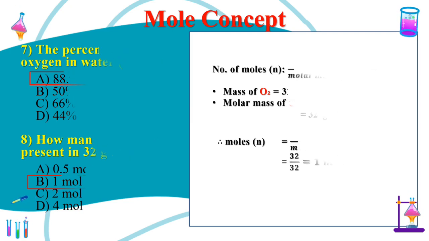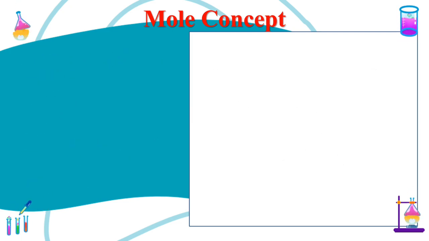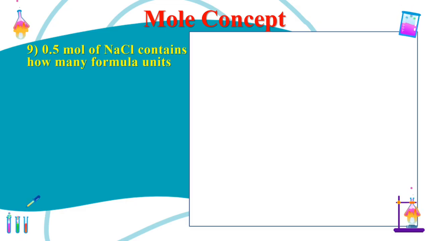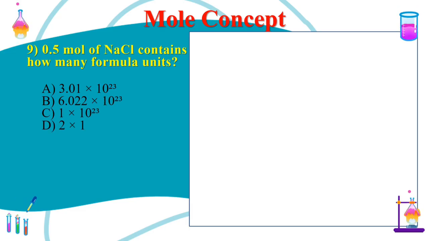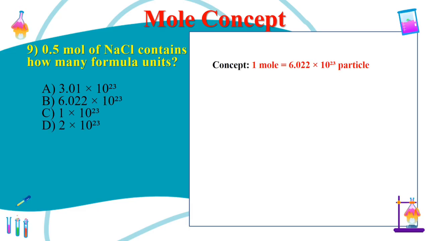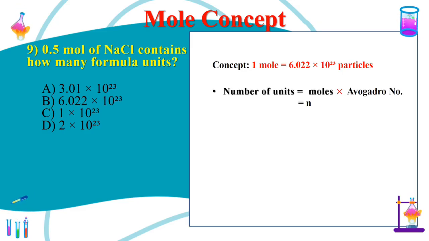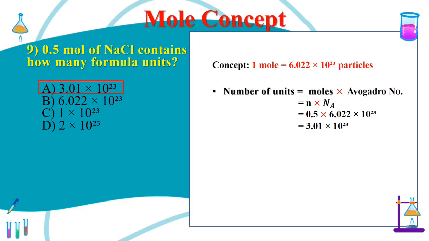Moving to the next question, that is 0.5 mole of sodium chloride contains how many formula units? From the concept we know 1 mole of any substance equals 6.022 into 10 raised to 23 particles. So number of units is equal to mole into Avogadro number. While substituting the value, we'll get 3.01 into 10 raised to 23 units.